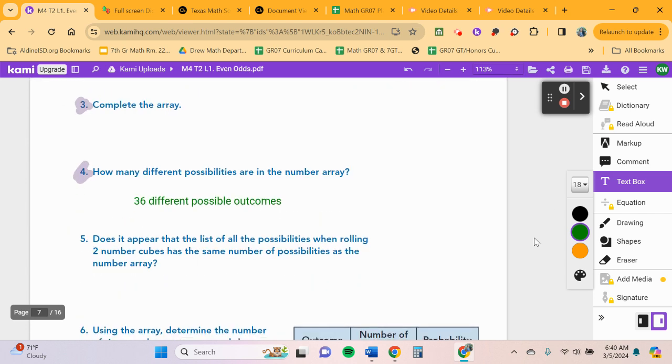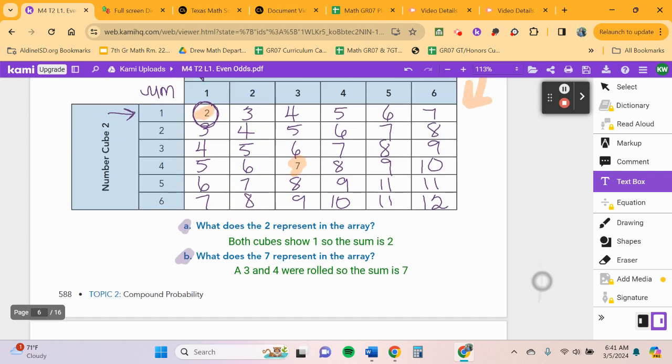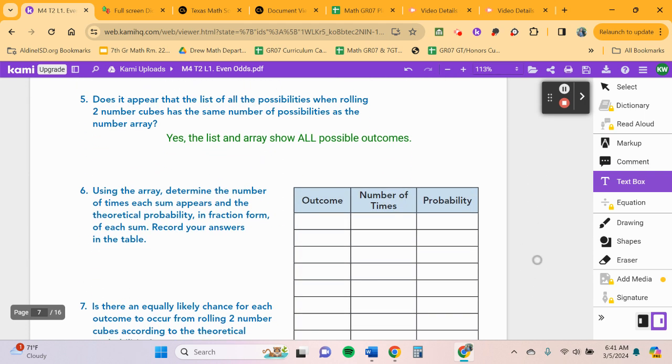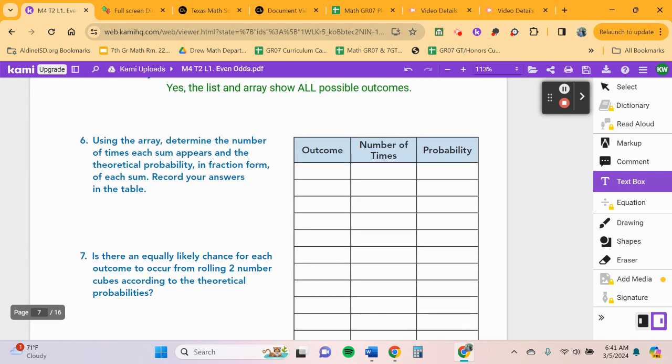All right, number 5, it says, does it appear that the list of all possibilities when rolling 2 number cubes has the same number of possibilities as the number array? To save us time, because we didn't write this list out completely, I'm going to go ahead and give us that answer. Yes, the list and the array show all possible outcomes, but the easier way to organize all of your outcomes would be in this array model compared to the list. The array would be easier to organize.